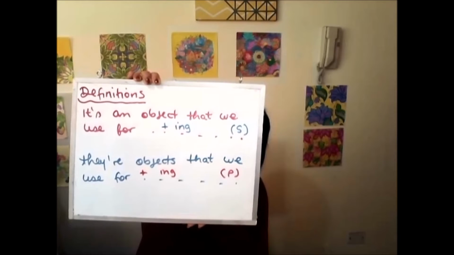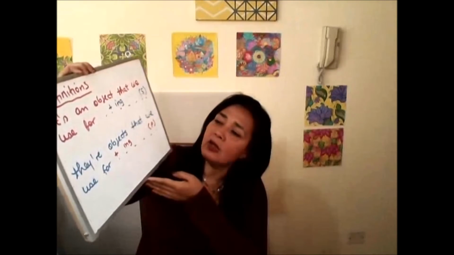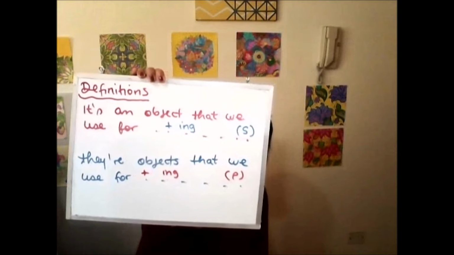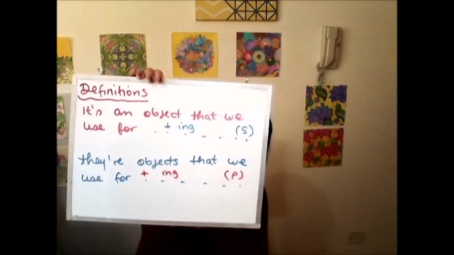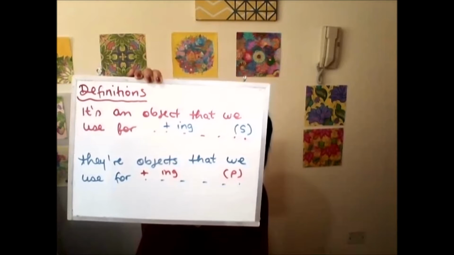Vamos a tratar de repetir la oración. It's an object that we use. It's an object that we use for cutting.